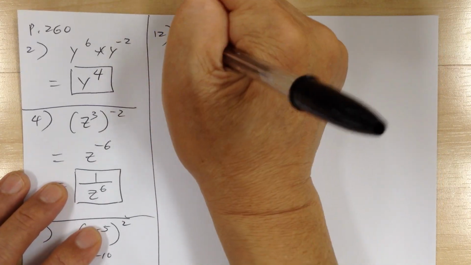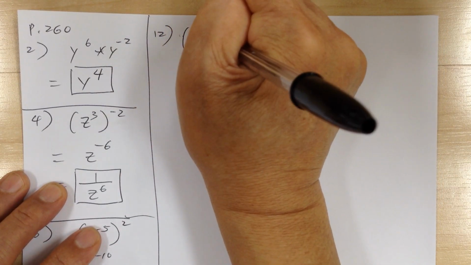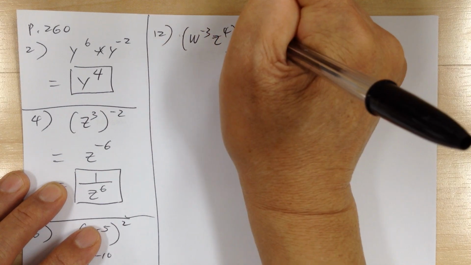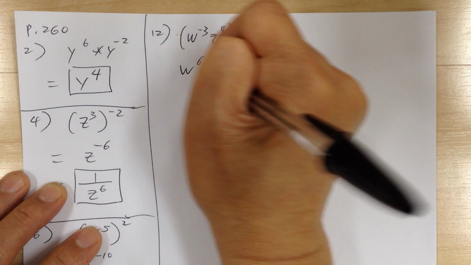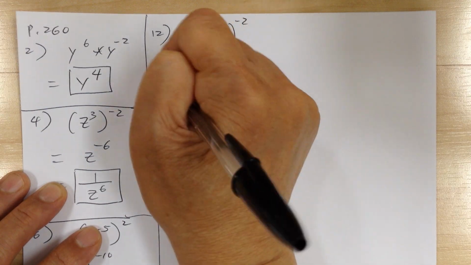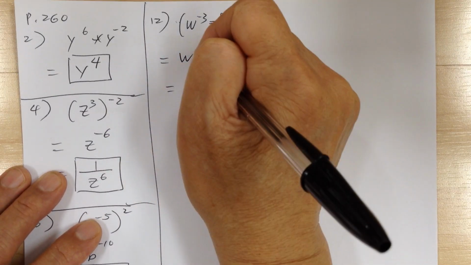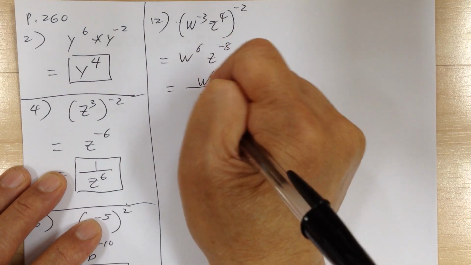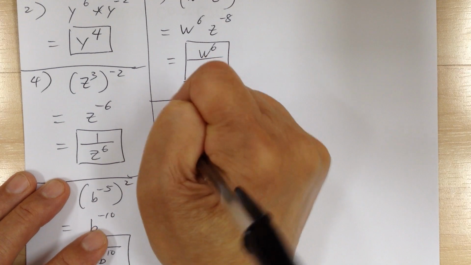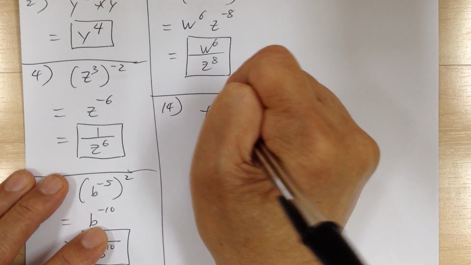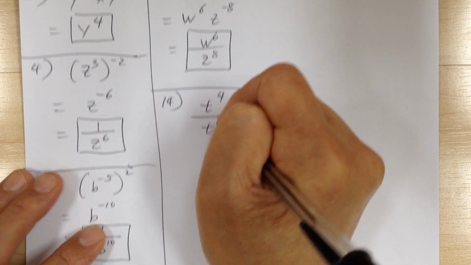Okay, number 12. You have w to the negative 3, z to the 4, to the negative 2 power. Apply the power rule, so you're going to get w to the 6 power, z to the negative 8. And then you do the flipping, so this one stays, and this one gets flipped to the bottom, and that's it.